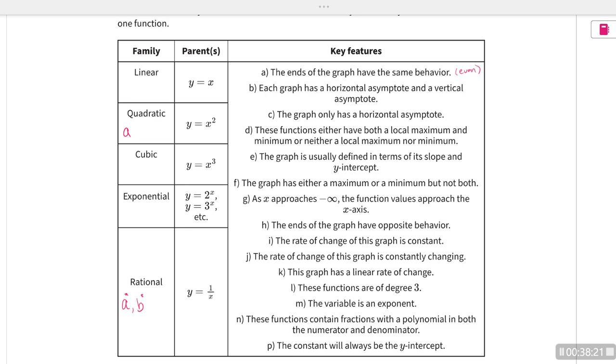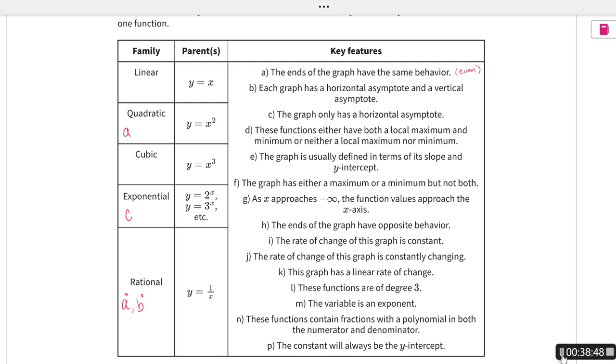C, the graph only has a horizontal asymptote. So that's going to be our exponential. C. Linear, quadratic, and cubic don't have any asymptotes at all. Rational functions, I should say, could be C, but B and C seem like they're conflicting each other, so we won't put both.